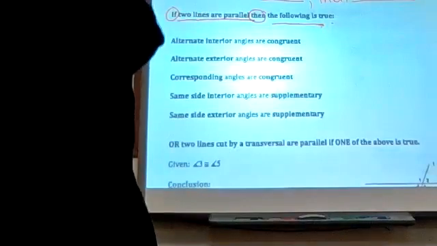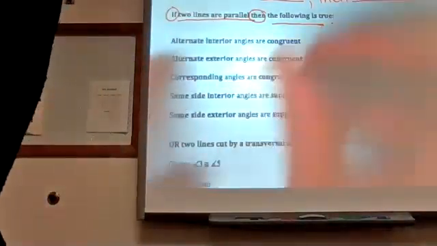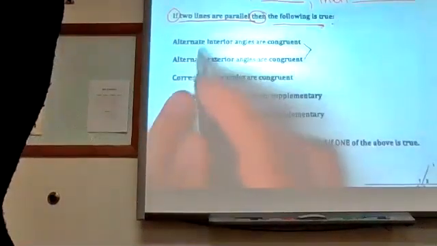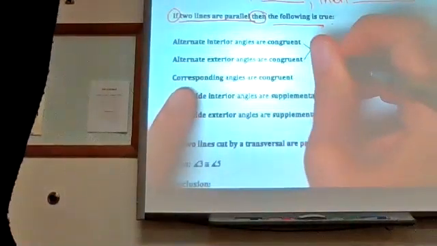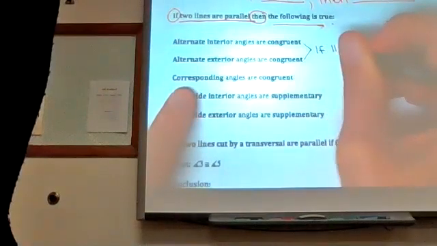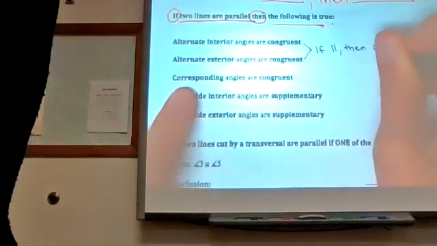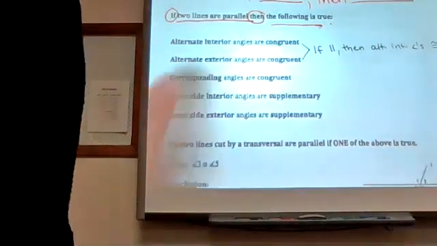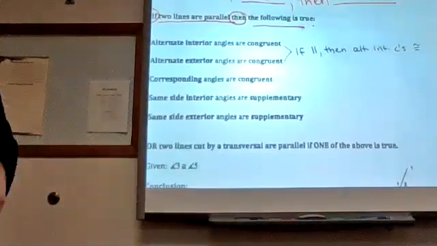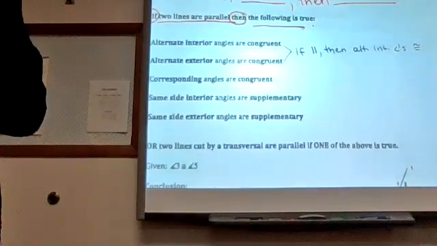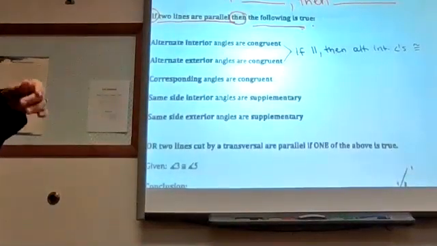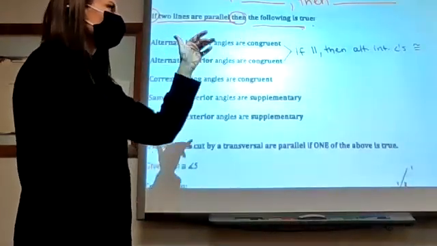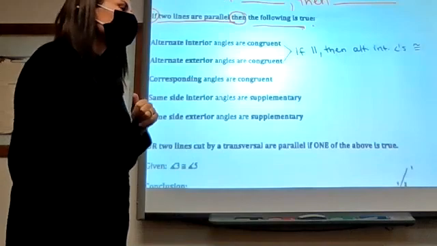If I'm using one of these things in a proof, I use the if-then statements. So if, for example, I'm just going to do one for these 2. I can say, if parallel, then alternate interior angles are congruent. So I shorthand it a little bit. That's what my reason would be in a proof, okay? If this, then that. If parallel, then alternate interior angles are congruent.